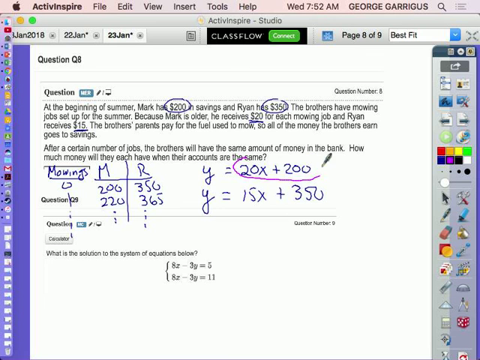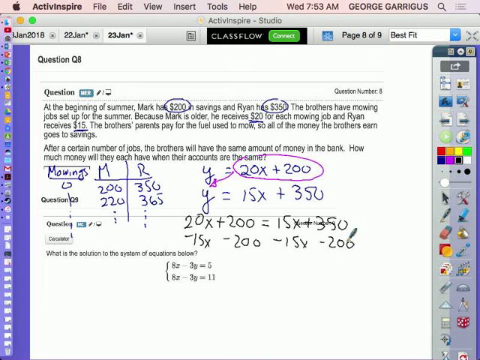If we substitute here for the y, because they're both equal to y, then we end up with a fresh equation that says 20x plus 200 equals 15x plus 350. And then I can subtract 15x from both sides. I can also subtract 200 from both sides. And when I do that, I get 5x equals 150. So dividing by 5, x equals 30. That would be 30 mowings.